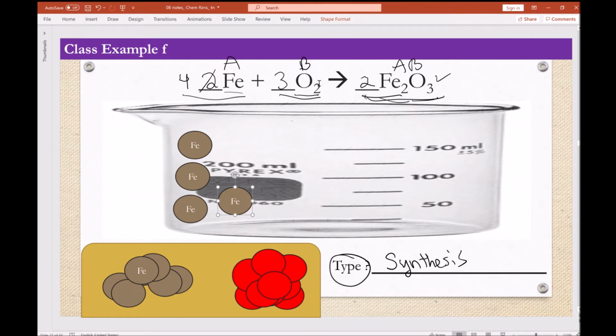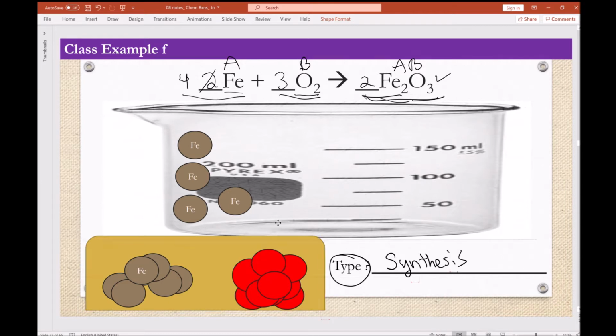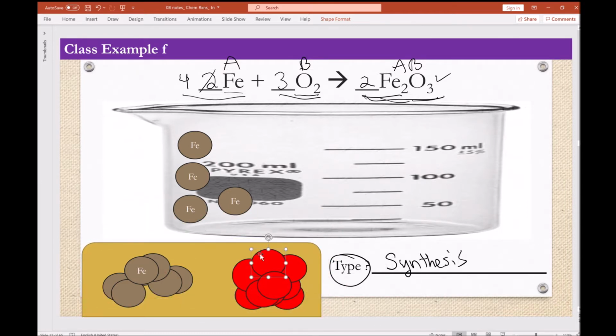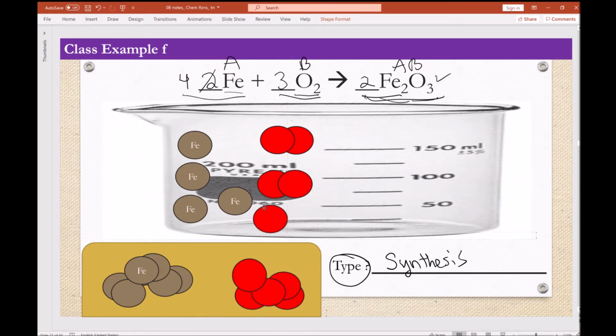Now, how many oxygen molecules do I need? I need 3 oxygen molecules. Red is for oxygen here. And oxygen is diatomic, so I'm going to put these side by side. I have 1 molecule of oxygen. I need 2 more. Here's 1 atom, 2 atoms. Now I have 2 molecules of oxygen gas, another atom, and another atom. And now I have 3 molecules of oxygen gas.